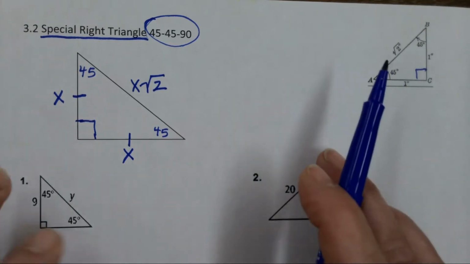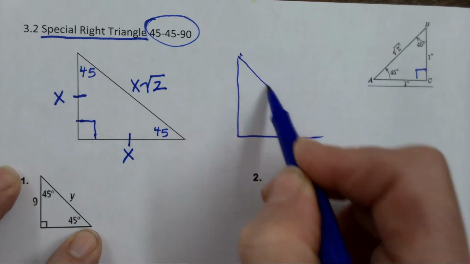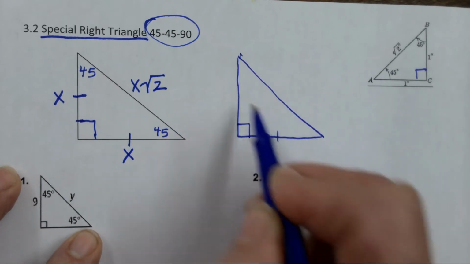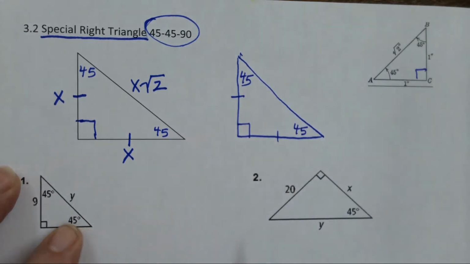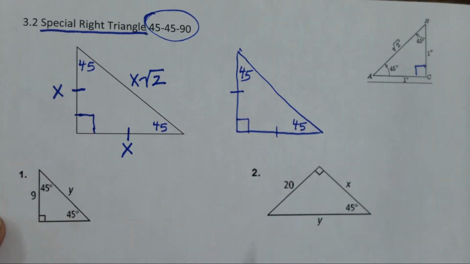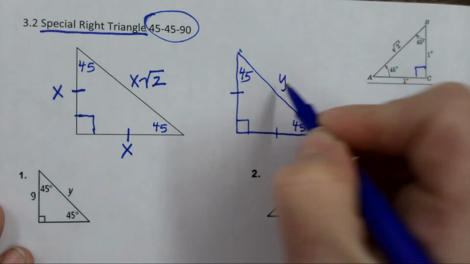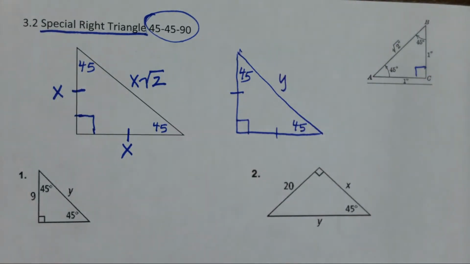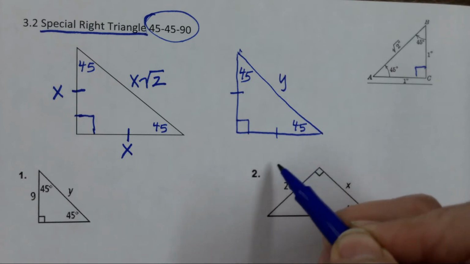So I can also write this a different way. Draw yourself another beautiful 45-45 right triangle, and let's use another variable. What variable should we use for the hypotenuse? Y, okay. What if I'm given y? What if y is the solid number that I know? How can I get back to the leg?